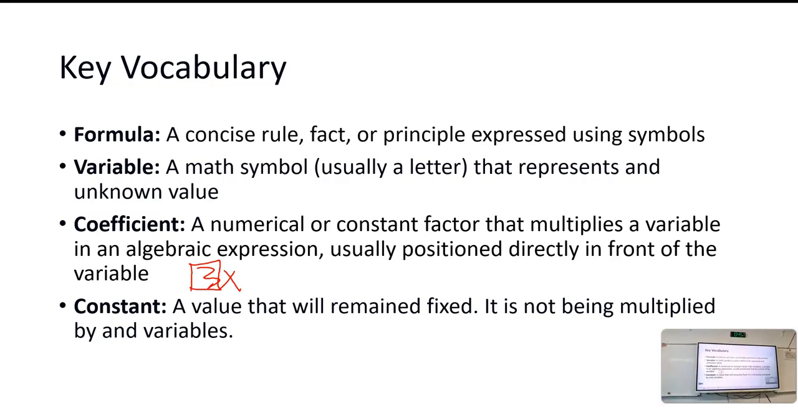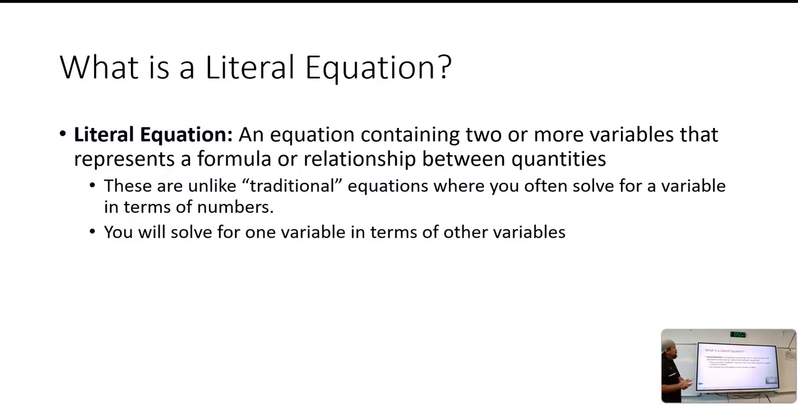that 3 would be considered the coefficient. And then a constant is a value that will remain fixed and is not being multiplied by any variables. So for example, 3 is a constant. Any number you can think of is a constant. All right, so what is a literal equation?